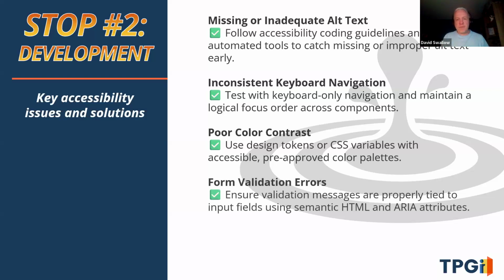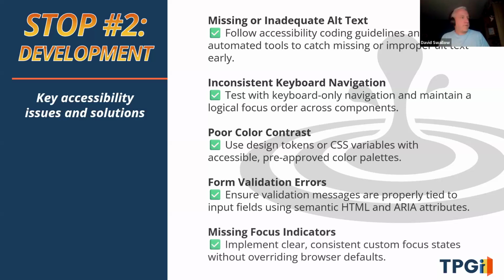Form validation errors not announced properly. So error messages might not be programmatically associated with their respective form fields, or ARIA roles might be missing. And the ripple effect is that testing might uncover the problem, but fixes can be time-consuming and prone to further errors. So what should happen is that developers should use semantic HTML and ensure validation messages are properly tied to input fields using attributes like ARIA described by.